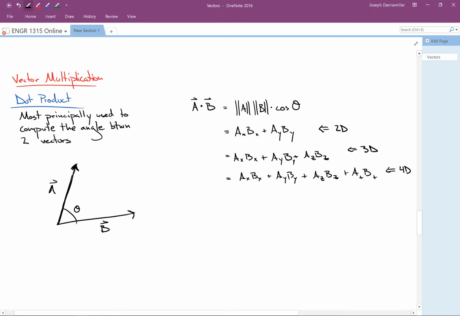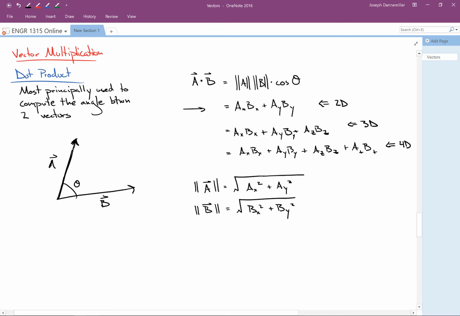However, let's just use our 2D case here, and let's examine how we would compute theta. Well, we have to first know that if we have a two-dimensional vector A, A's magnitude is equal to the square root of the sum of the squares, ax squared plus ay squared. And if I have a 2D vector B, the magnitude of B is the square root of bx squared plus by squared. This is the square root of the sum of the squares.